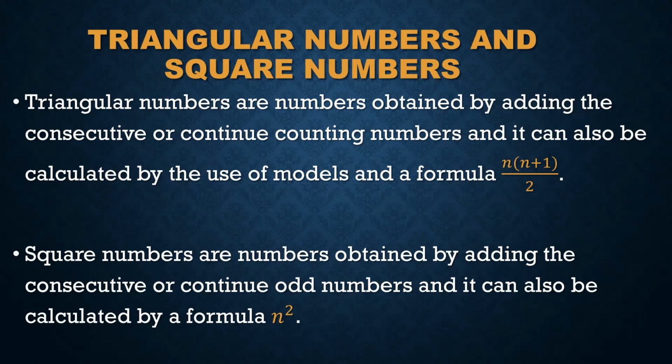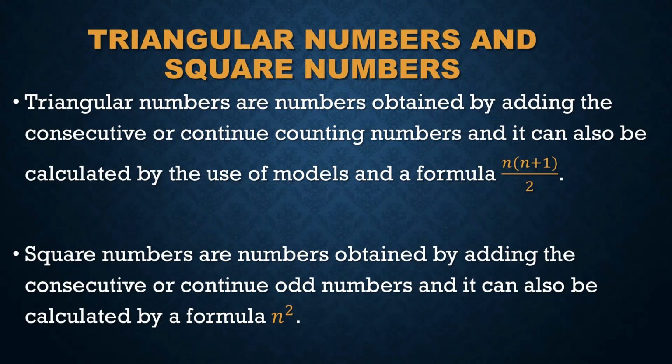It can also be calculated by the use of models, and then by the use of a formula. The formula is n times, in the bracket, n plus 1, all divided by 2. We can use models to find the triangular numbers, or we can use a formula, which is n times the bracket n plus 1 all divided by 2. Or we can use the pattern of adding the consecutive counting numbers, and you can use that to find the triangular numbers.